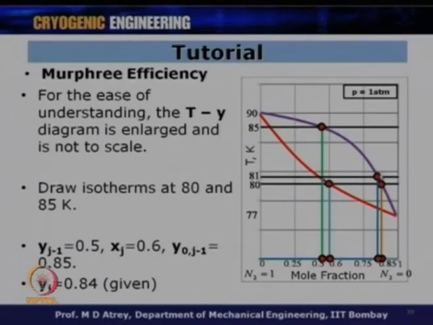All right. So, what you get from here is the actual change in the molar composition divided by the maximum possible change in the molar composition. This is the data which is given, 0.84 if I draw a vertical line, and therefore, I can calculate Murphy efficiency as actual change in molar composition divided by maximum possible change in molar composition. So, at 1 atmosphere, Y j minus 1 is 0.5, X j is 0.6, Y o j is 0.85 and Y j is 0.84. If I put these in, I get 97% as the Murphy efficiency, all right.